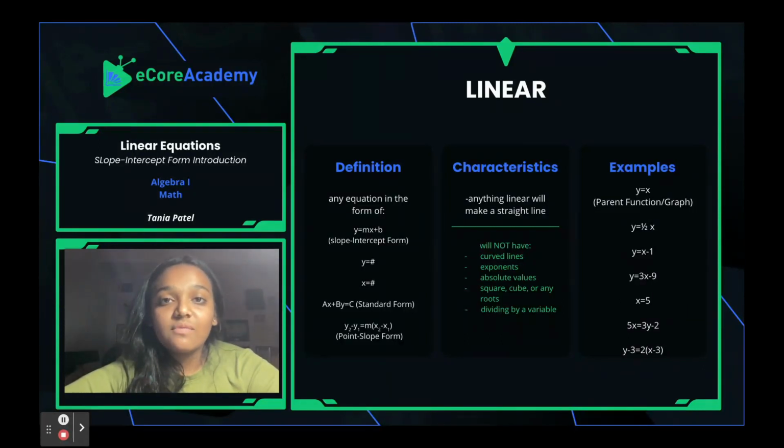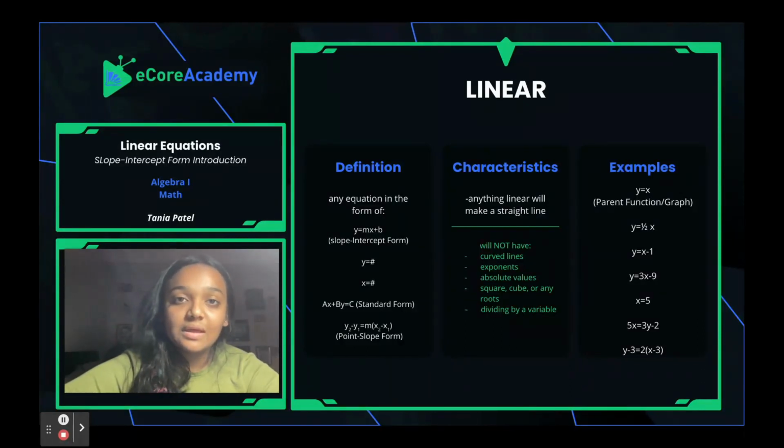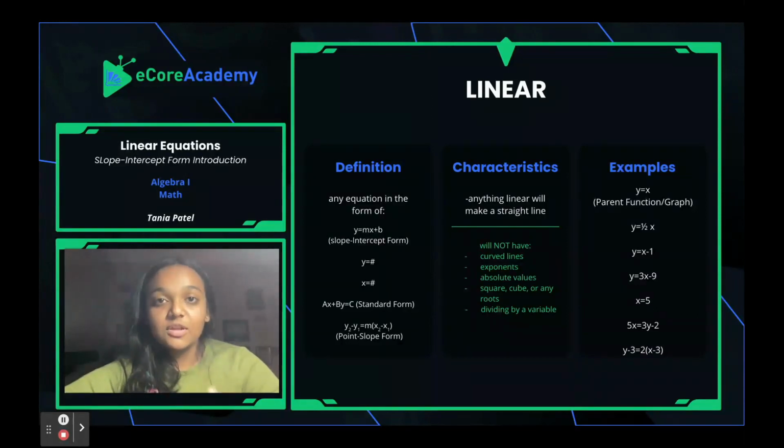The main characteristic of a linear equation is basically that anything linear will make a straight line. Like I said before, when you think of linear, just think of line. A line is always going to be straight, or it won't be a line. It'll be a curve or anything else, but a linear equation is always going to produce a linear line. And that is what you'll see when we are graphing, when we are going to analyze graphs and analyze equations.